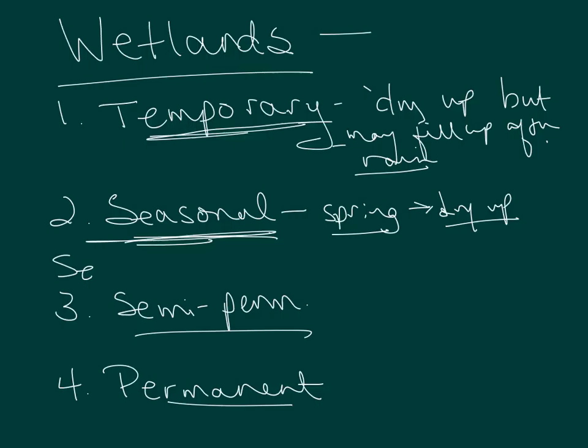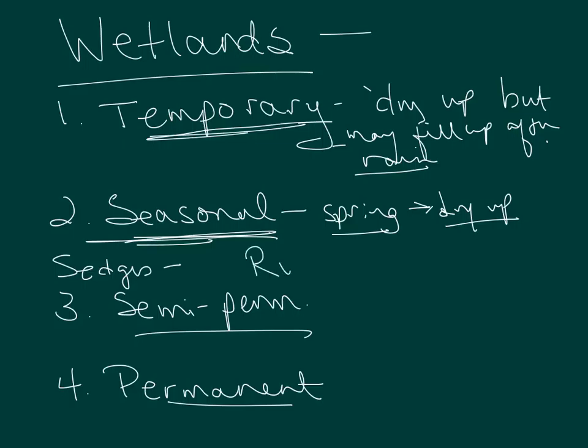Sedges look like grasses, and if you roll the stem between your hands, it'll be a triangular stem instead of round. So that's what a sedge would be. And then rushes are going to have hollow stems that may be pithy or spongy in the center. The bulrush is a common rush found in North Dakota wetlands.